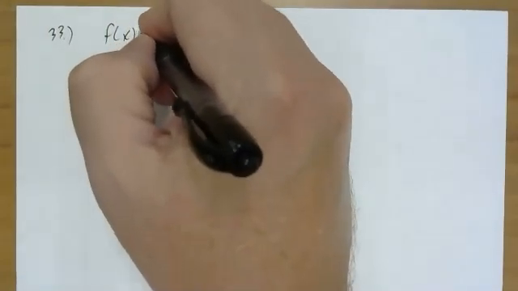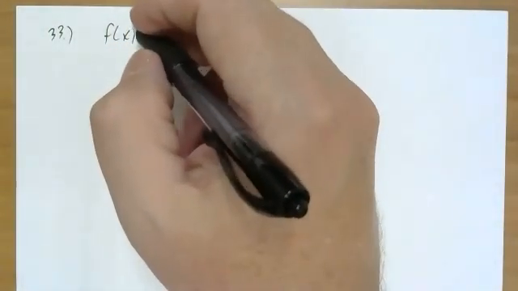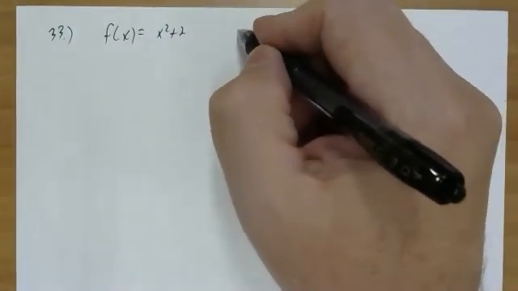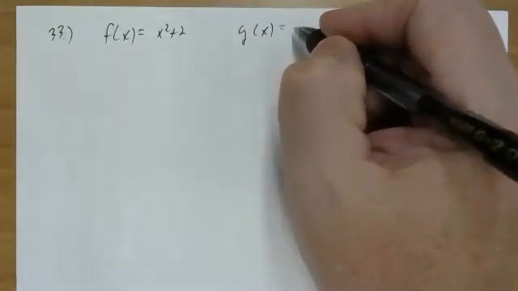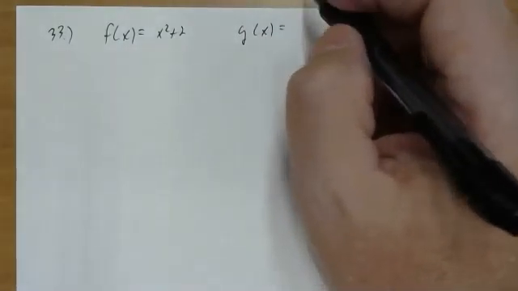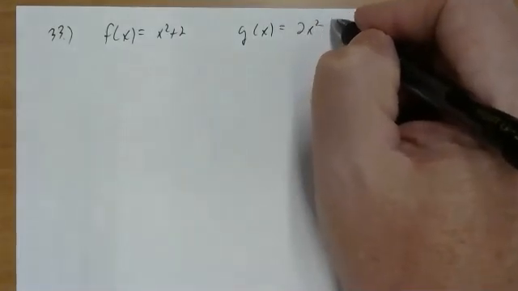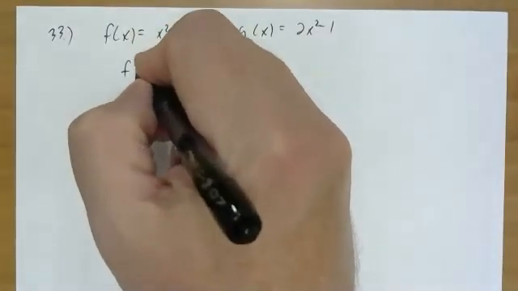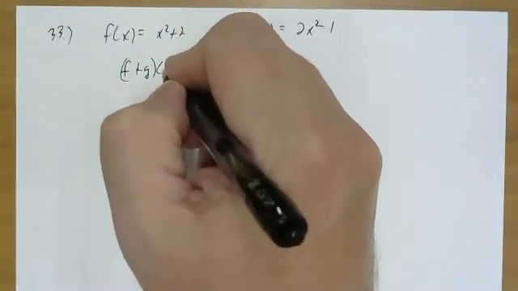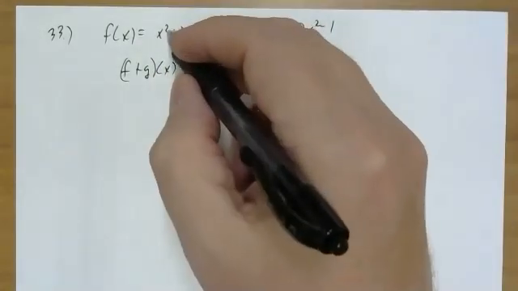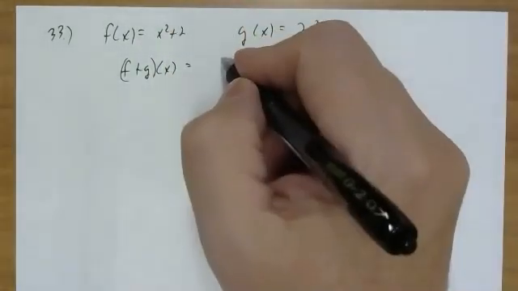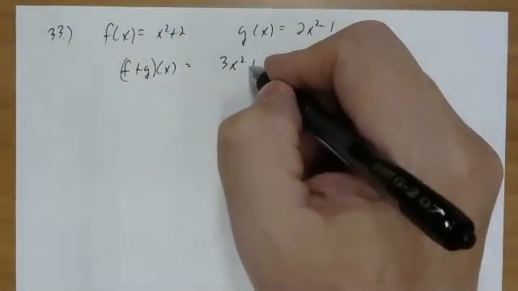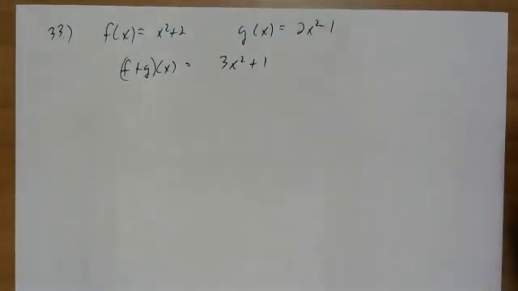So we're given f of x equals x squared plus 2, and g of x equals 2x squared minus 1. First thing they ask for is to simply add the functions together. x squared plus 2x squared is 3x squared, 2 minus 1 is plus 1.